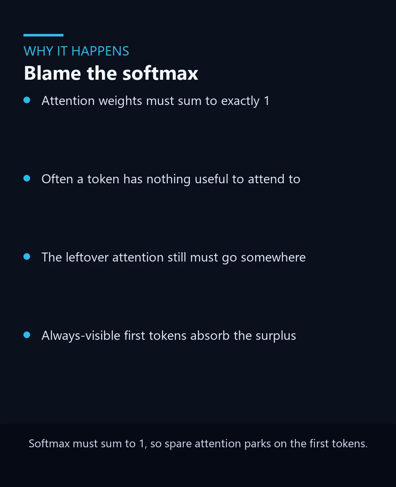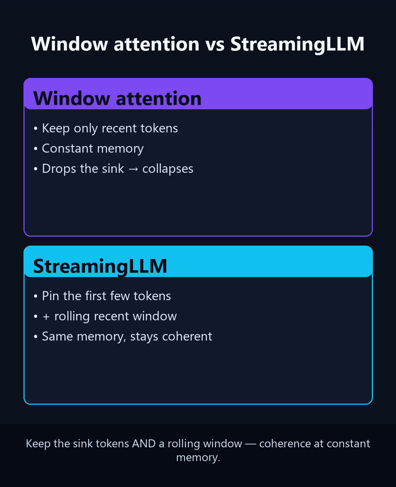So why do these sinks form? It comes down to the softmax. Attention scores at each step must add up to exactly 1. But often a token has nothing important to attend to, and the math still forces it to spend that full budget somewhere. The always visible first tokens become a convenient place to dump the leftover. Think of it as change the model must give back, so it hands it to the token that is always there. That gives us two designs.